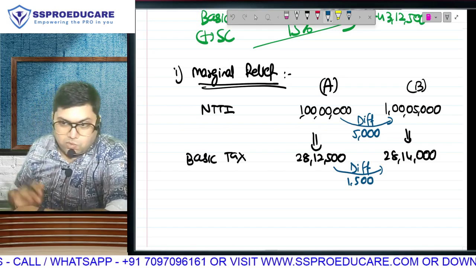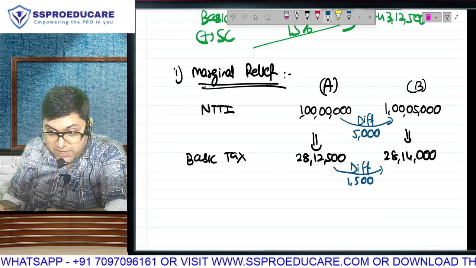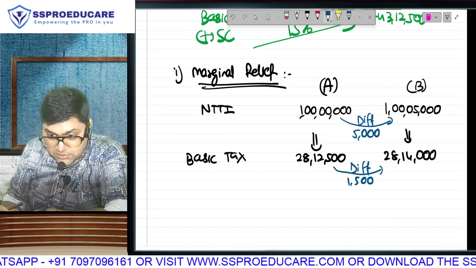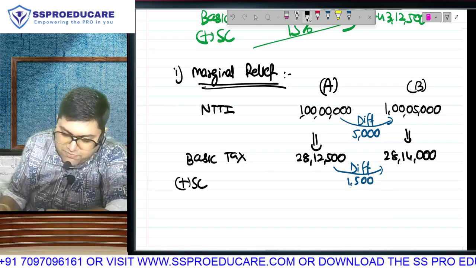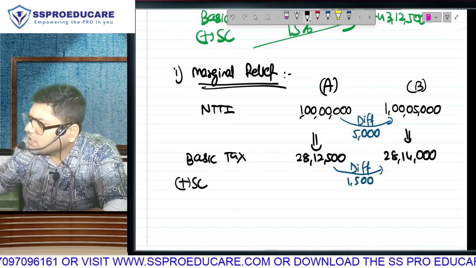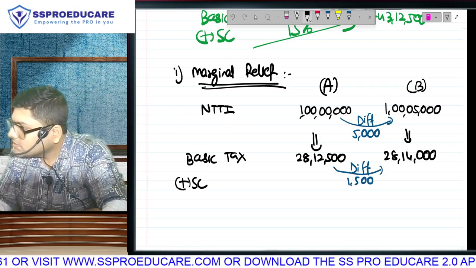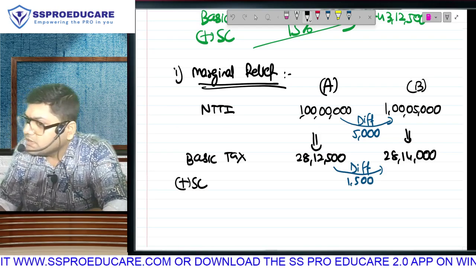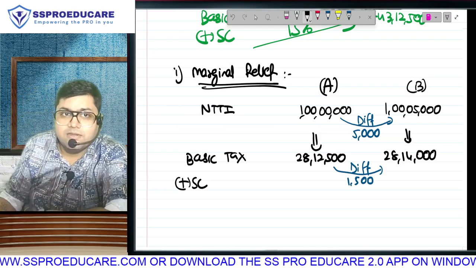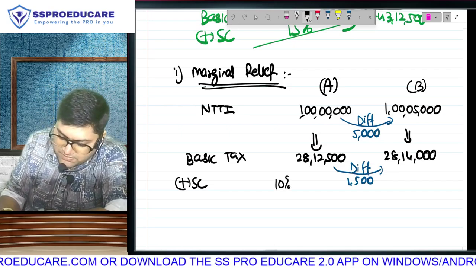B has earned only 5,000 more than A. The difference in income is 5,000. But what will be the difference in tax? Both of them will be liable for surcharge. A में surcharge, because it is still greater than 50 lakh. So if it is greater than 50 lakh, then 10% wala surcharge will come.